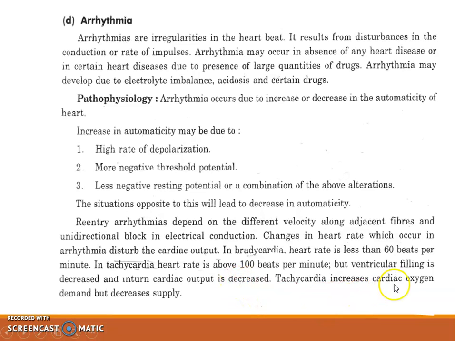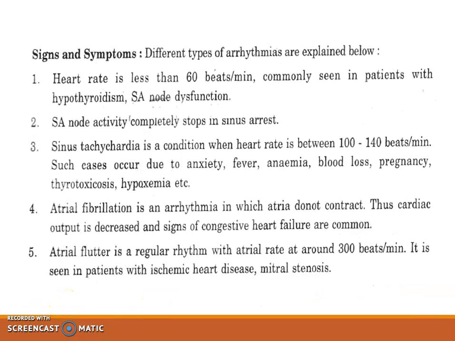Tachycardia results in increase in cardiac oxygen demand but decrease in oxygen supply. Signs and symptoms: different types of arrhythmias are explained below. First is bradycardia, where heart rate is less than 60 beats per minute, commonly seen in patients with hypothyroidism and SA node dysfunction. SA node activity completely stops in sinus arrest.